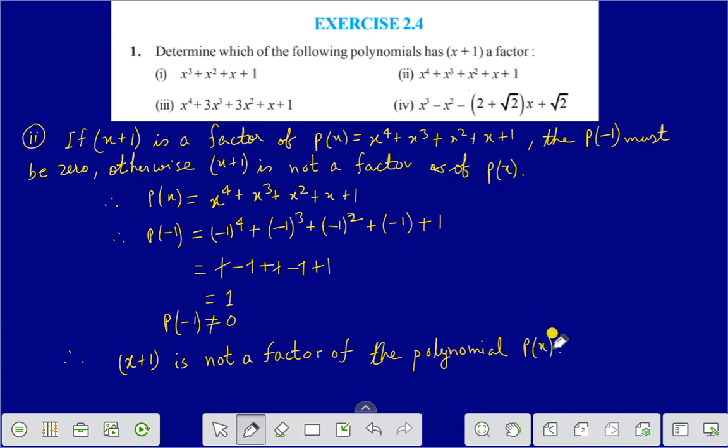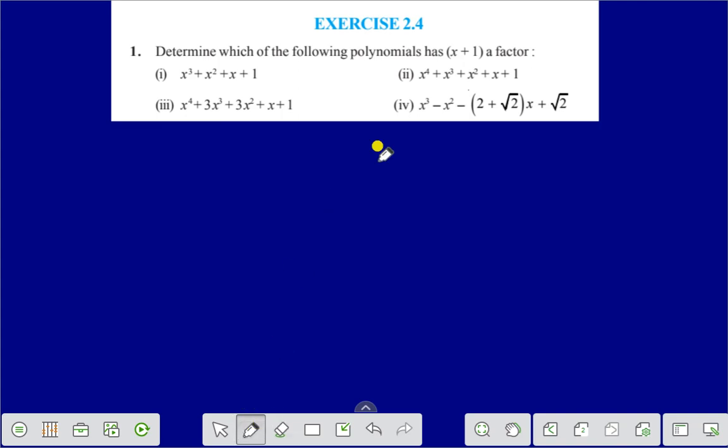Now let us solve question number 3. Question number 3 is x to the power 4 plus 3x cube plus 3x square plus x plus 1.